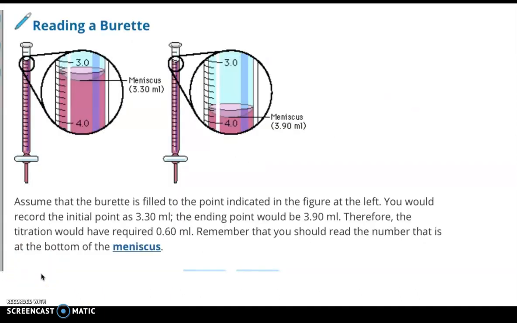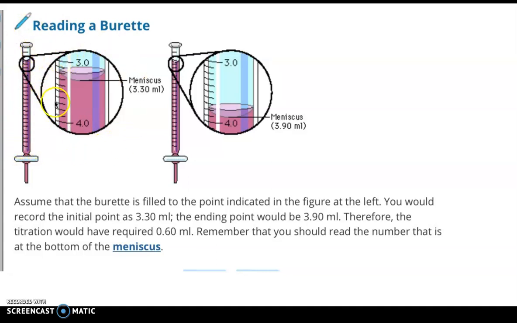Reading the burette is very essential for doing titration experiments. We're going to assume that the burette is filled to the point indicated in the figure at the left. So here is our burette here. And for burettes, we're going to read top down. The higher numbers will be on the bottom. The lower numbers will be on the top.